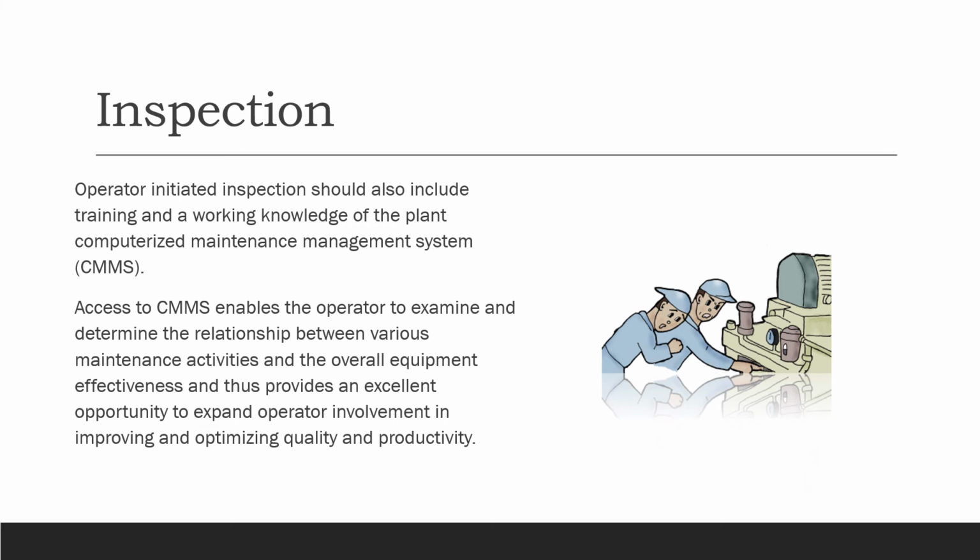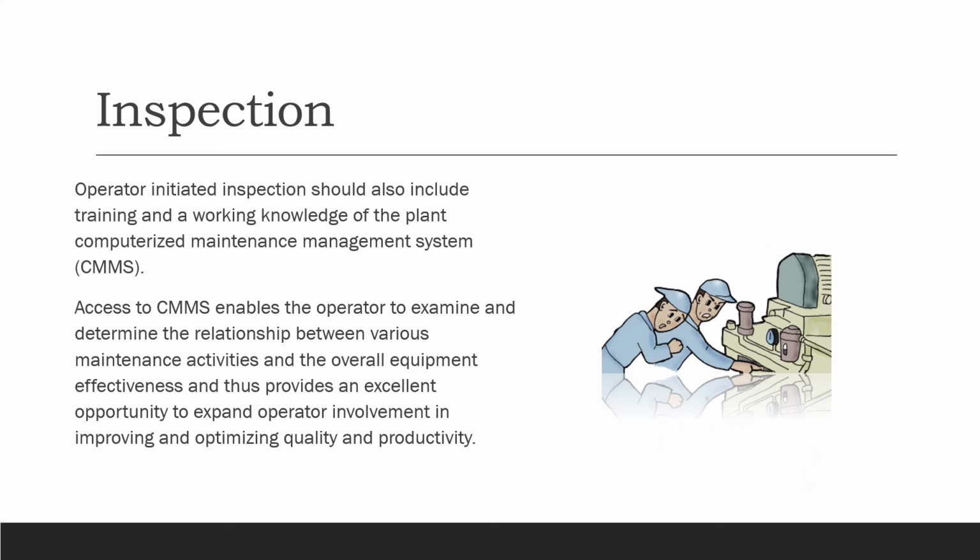Continue. So operator-initiated inspection should also include training and a working knowledge of the plant's computerized maintenance management system. So we put it into the CMMS, we feed it. Access to the CMMS enables the operator to examine and determine the relationship between various maintenance activities and overall equipment effectiveness. That provides an excellent opportunity to expand operator involvement in improving and optimizing quality and productivity.